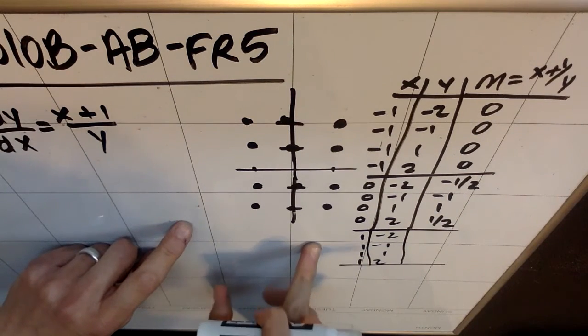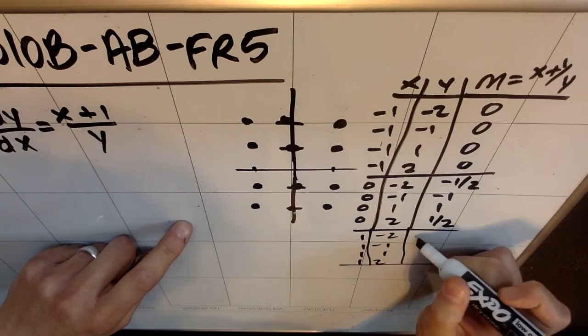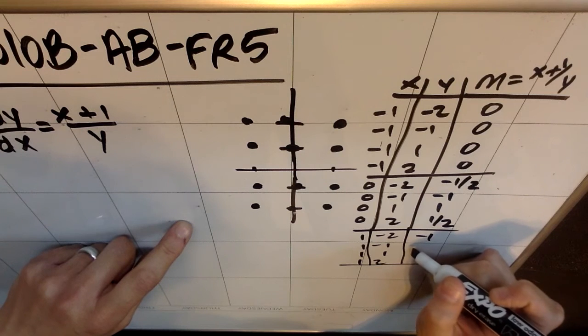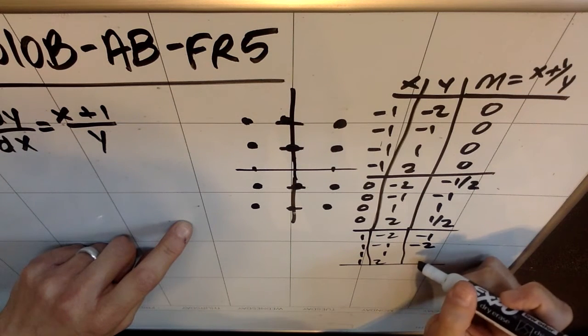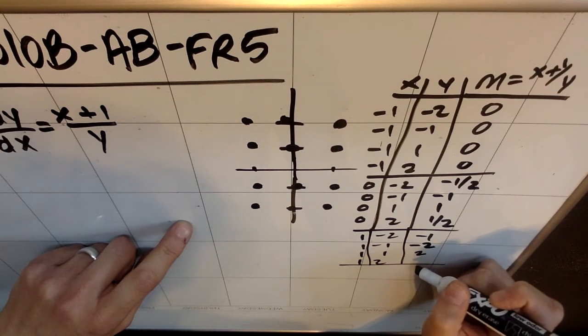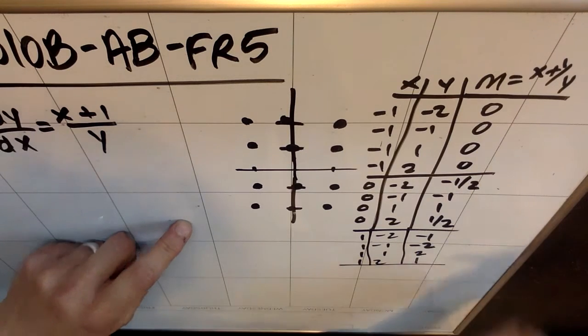When I plug in 1, I'm going to get a 2 on top. So 2 over -2 is -1. 2 over -1 is -2. 2 over 1 is 2. And 2 over 2 is 1.